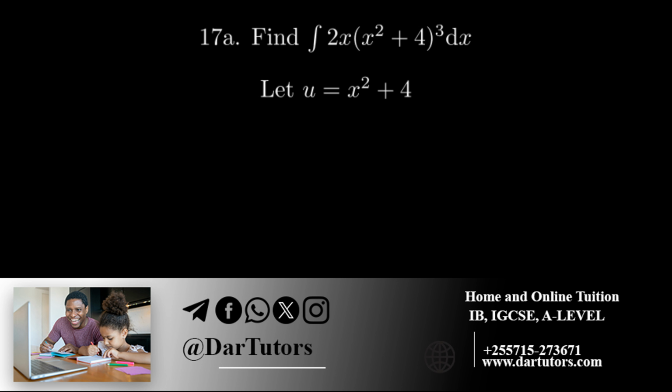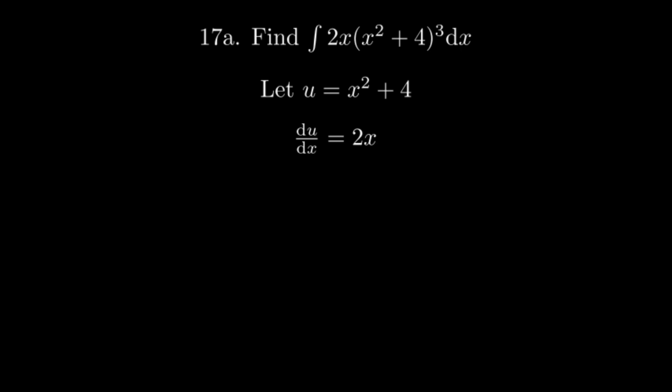Let's start with question 17a. We need to find the integral of 2x times the quantity x squared plus 4, all raised to the power of 3, with respect to x. This looks like a good candidate for u substitution. Let's set u equal to the expression inside the parentheses. Now we find the derivative of u with respect to x. Rearranging this, we get du equals 2x dx.